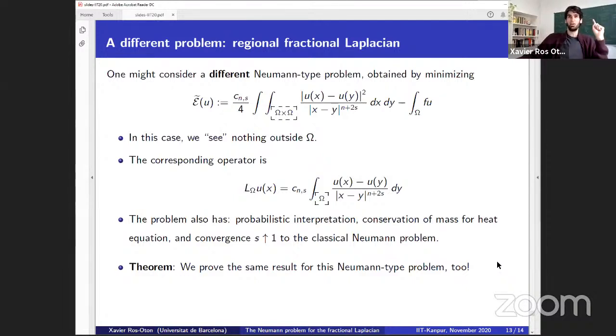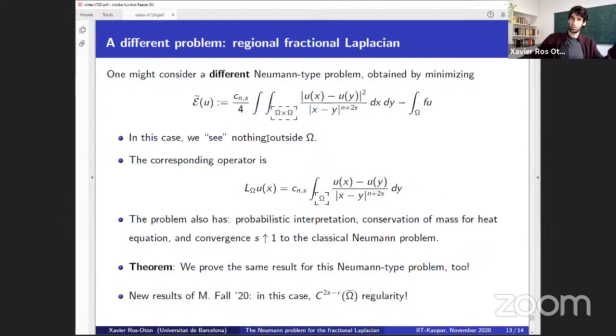And then I want to mention also that in this problem, there is a nice, more recent paper. It came out just a week or two after our result, by Mustafa Fall, also 2020. It is a very smart idea that works only for the regional case, not for the other one. But in this case, he can prove a better 1D Liouville theorem. And then for the regional fractional Laplacian, he can prove that you get C^{2s-ε} for every ε. So this is an improved regularity.